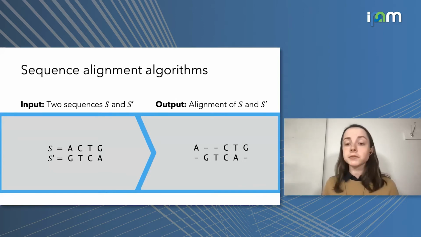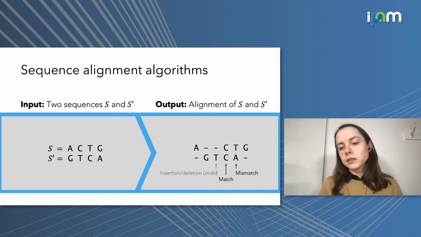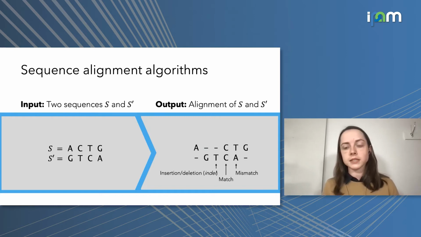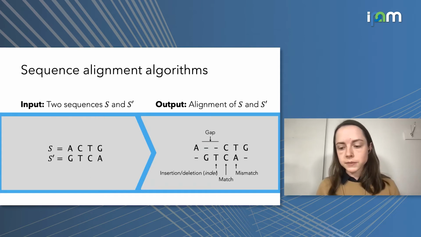And there are a bunch of different features of an alignment that we might care about, such as the number of matches, the number of mismatches, the number of insertions or deletions, or indels for short. And this is where I've matched a character up with one of these gap characters. And the number of affine gaps, which is these sequences of consecutive gap characters.